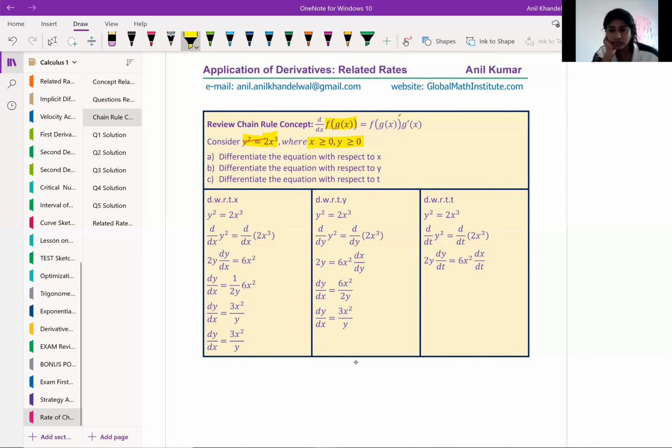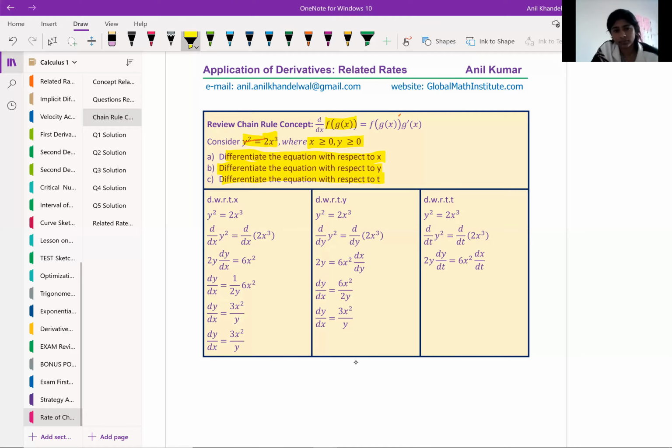What you have to do here is, first, part A, differentiate the equation with respect to x. That is what we had been doing all the time. But with the same equation, we'll also differentiate with respect to y, and we will also differentiate the same equation with respect to t. Just to give an idea of how we are going to solve the word problems later on, let's try with a simple function, y squared equals 2x cubed, and first differentiate with respect to x.